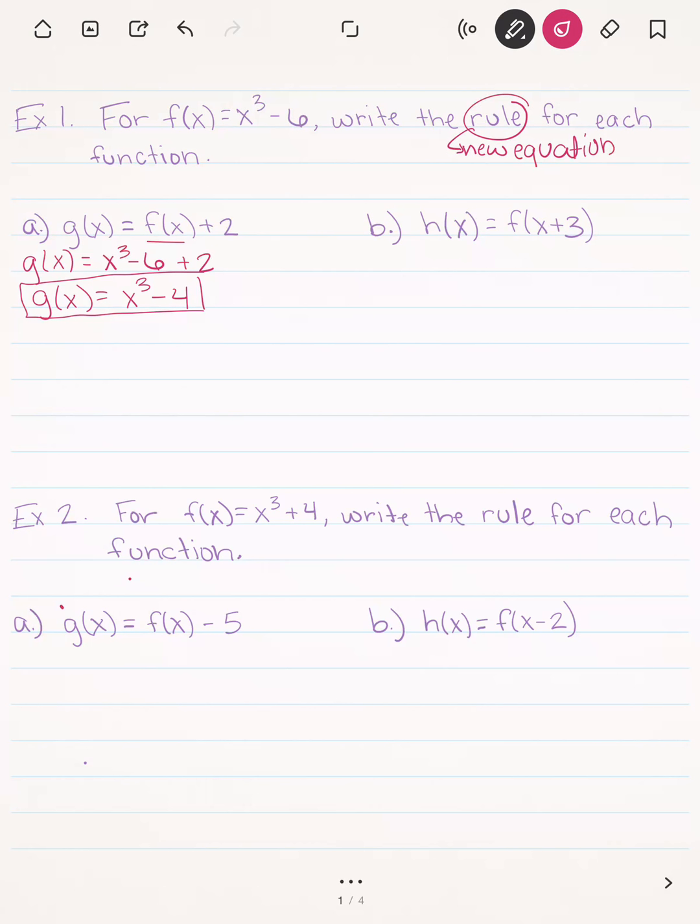Now, what happens with it is minus 4, it's on the outside, it's not connected to the x, so it just goes down 4. And that's all for this example. So all of that's my answer.